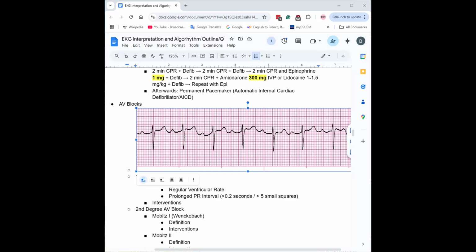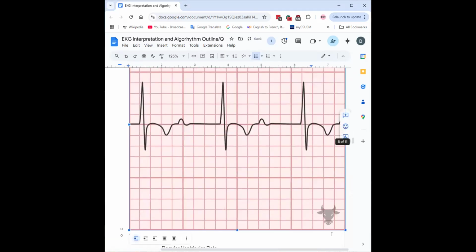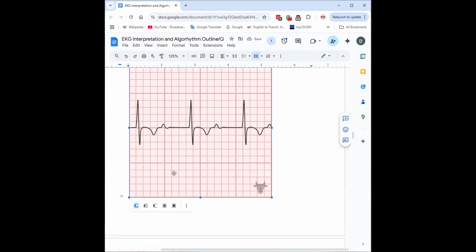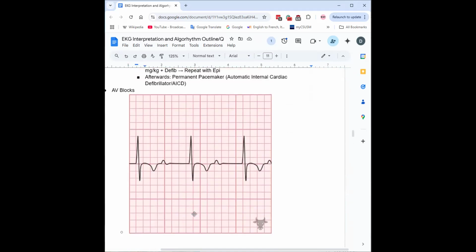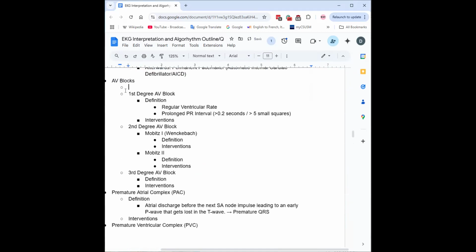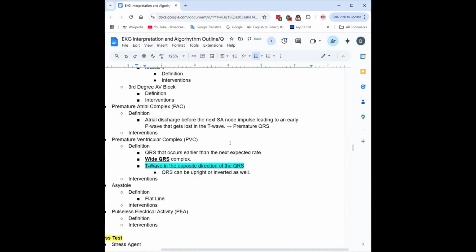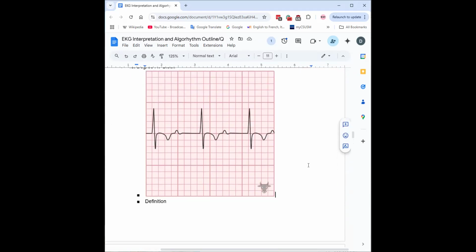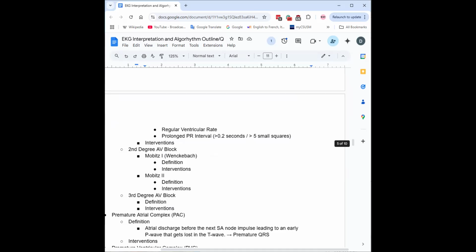That one looks pretty solid. Look at your P. That's a good picture. You can see very clearly the very elongated PR interval there. That's an interval, all right.